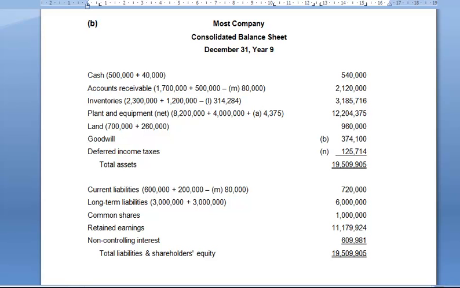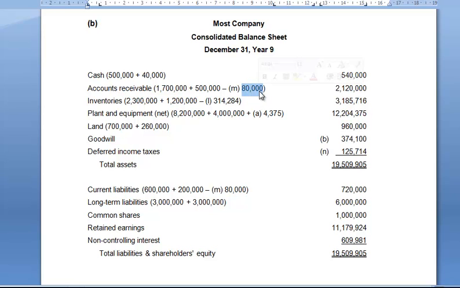So you know that consolidation is pretty much an additive process. We take the assets of the parent and add to them the assets of the sub in order to come up with a consolidated balance. In this case, for cash, we have $500,000 of the parent, $40,000 of the sub. Receivables, $1.7 million in the parent, $500,000 in the sub.